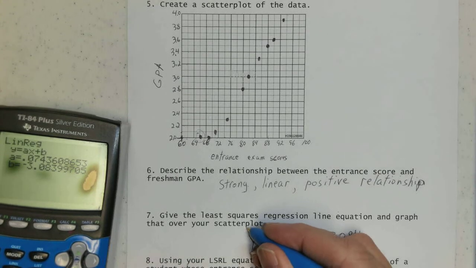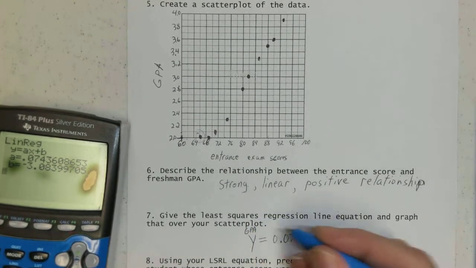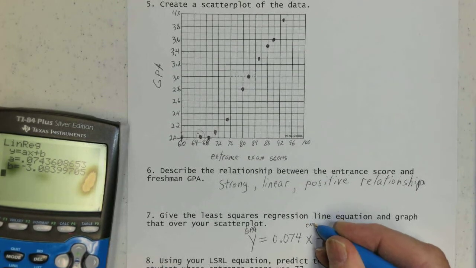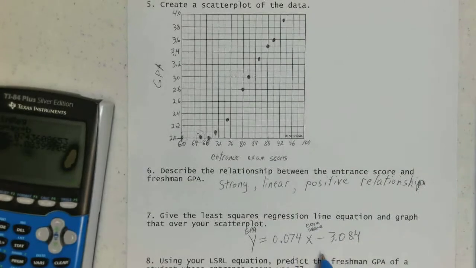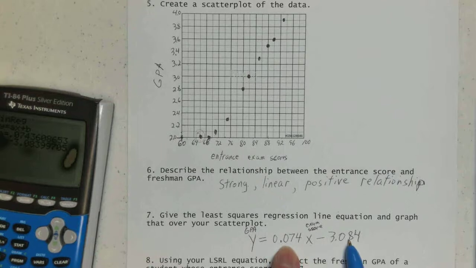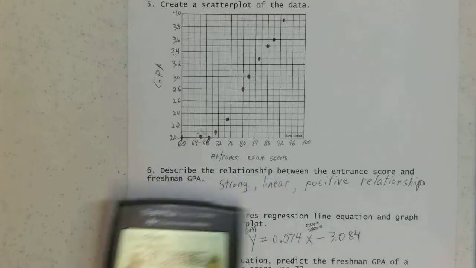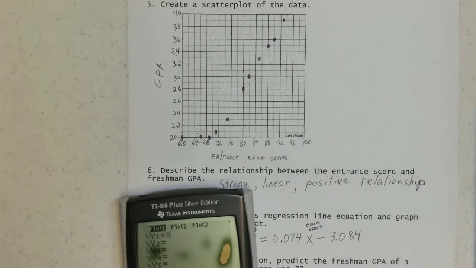Y is the GPA after the first year of school, and X is the exam score. So given the exam score, we have a prediction for what the freshman GPA would be. Doesn't mean it will be absolutely 100% correct. It's just a prediction. I'm going to write that equation in.